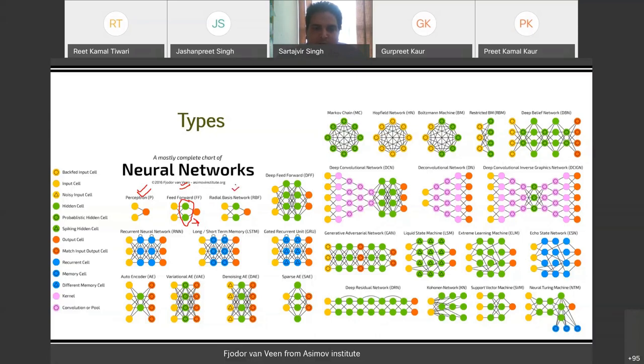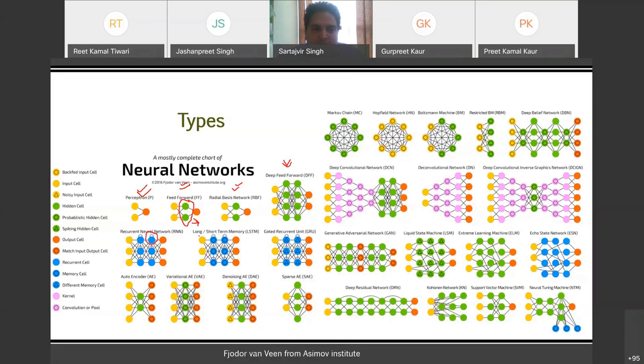The next model is the radial basis network, which is just a feed forward network, but the only difference is that it uses a different type of function, referred to as a radial function. Then if we are using more than one hidden layer, these are referred to as deep feed forward networks. In a simple feed forward network we have used only one hidden layer, but in a deep feed forward network we have used more than one hidden layer.